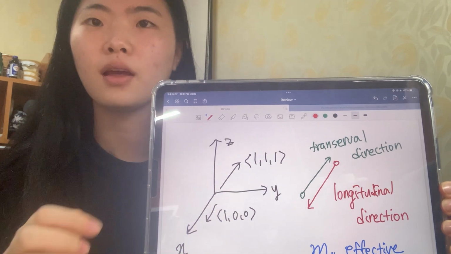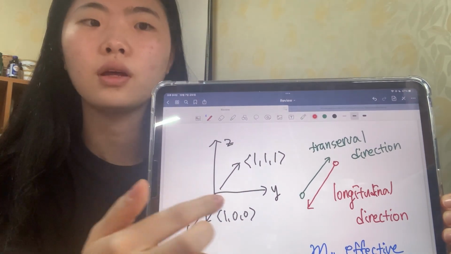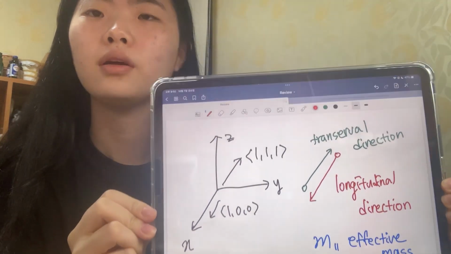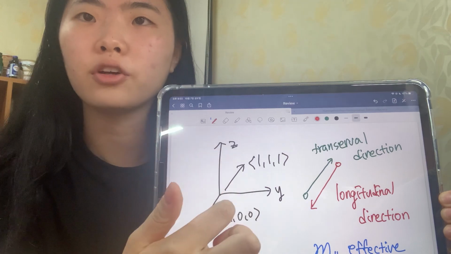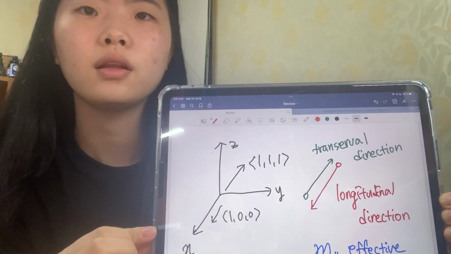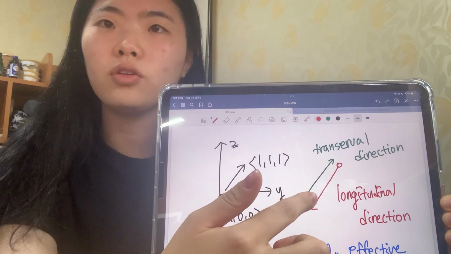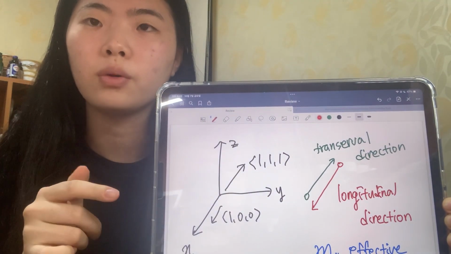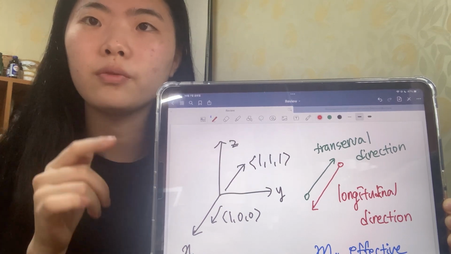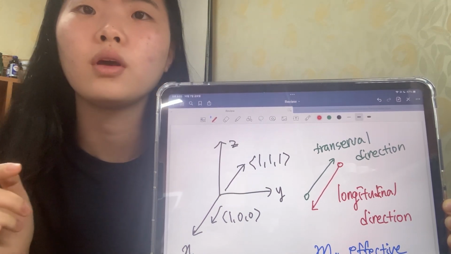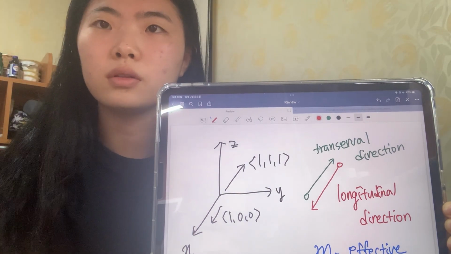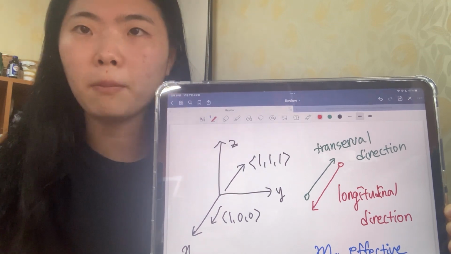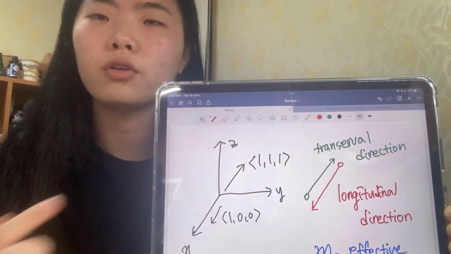Let's start. First, let's talk about longitudinal direction. Here, we can know about the direction of electrons. Longitudinal direction means the direction in which the electron moves. We call that direction longitudinal direction, and the opposite direction means transversal direction.